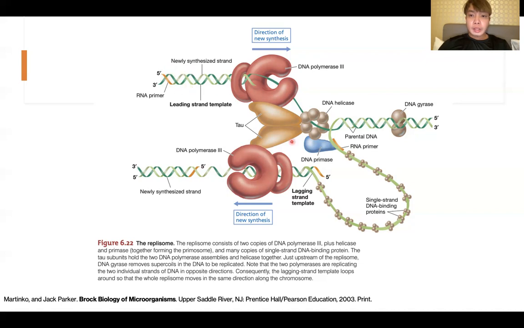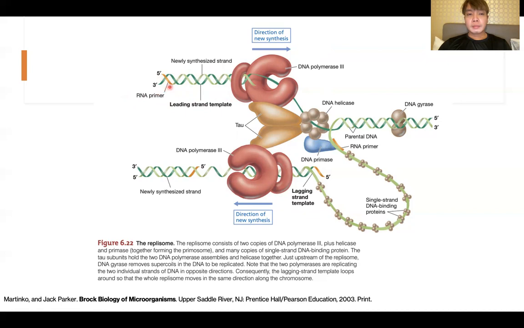So, DNA primase mag-a-add ng RNA primer. And then, once we have the RNA primer, pwede nang gumawa yung DNA polymerase 3 ng bagong strand. Okay? So, why is it important? Bakit mahalaga yung RNA primer?